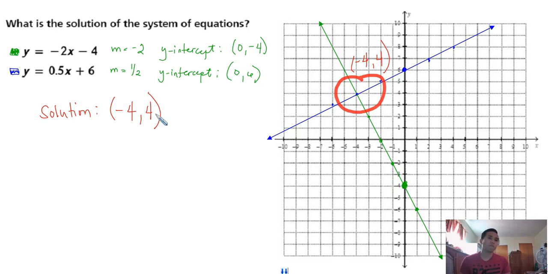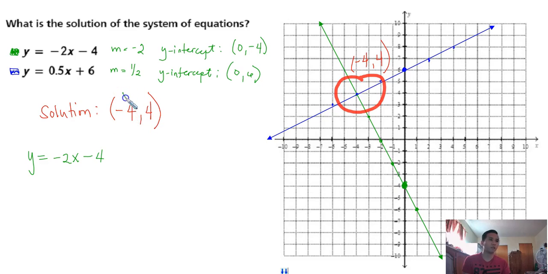Now, the last step is that you can check your answer. I'll be using green for the first equation. We have y equals -2x minus 4, and the point is (-4, 4).